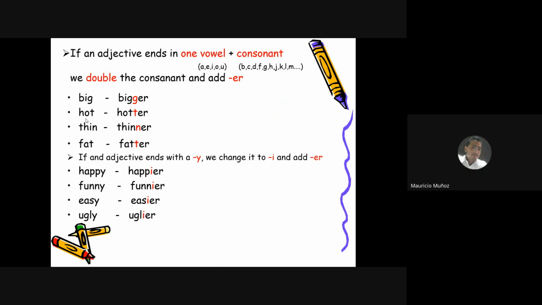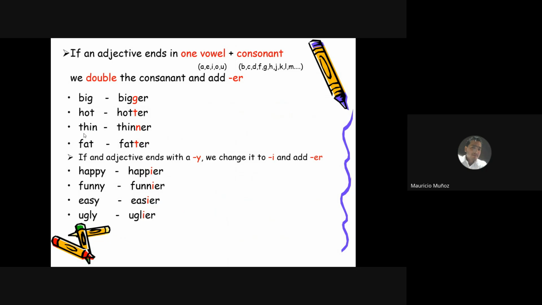Short adjective in the same way. Letter H is a consonant, letter O is a vowel, and letter T is a consonant. So we duplicate the last letter. Hot, hotter. Next word.